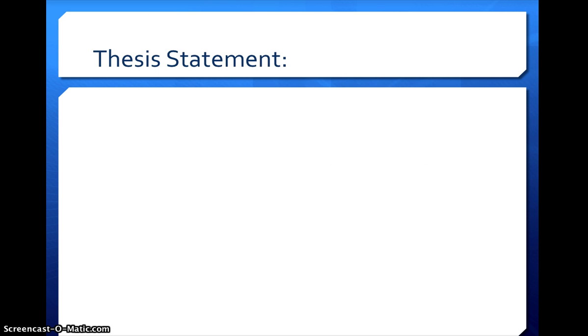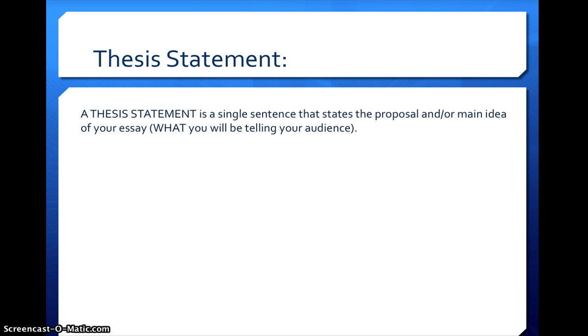All right, the first thing you need is a claim, otherwise known as a thesis statement. A thesis statement is a single sentence that states the proposal and/or main idea of your essay, what you will be telling your audience. Okay, let's look at this definition a little closer. It's talking about the main idea. So this sentence will have the main idea or the central idea, the lesson you want your reader to learn. It will also explain what you will be telling your audience in a very simple one-sentence statement. You could almost call it your central idea.